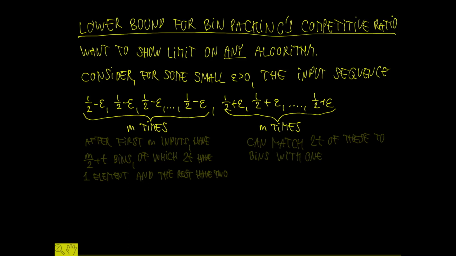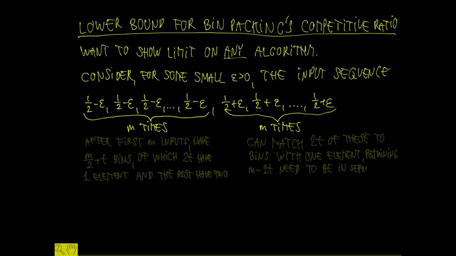Now, in the second phase, we're going to be able to match 2t of these to bins with 1 element from the first phase. So 2t elements from the second phase do not need new bins, and the remaining m minus 2t are going to need separate bins.